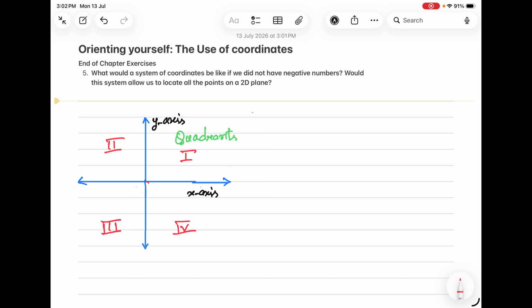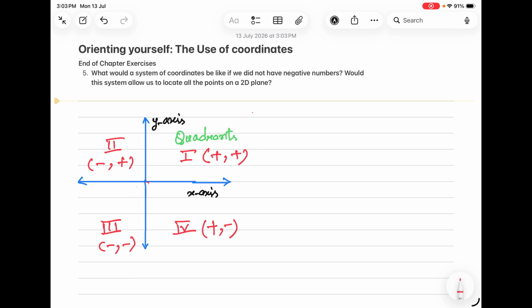What are the signs of the x and y coordinates in the first quadrant? Positive. Both the coordinates of the first quadrant are positive, and in the second quadrant the x coordinate is negative and the y coordinate positive. In the third, both x and y are negative. In the fourth quadrant, the x coordinate is positive and the y coordinate negative.